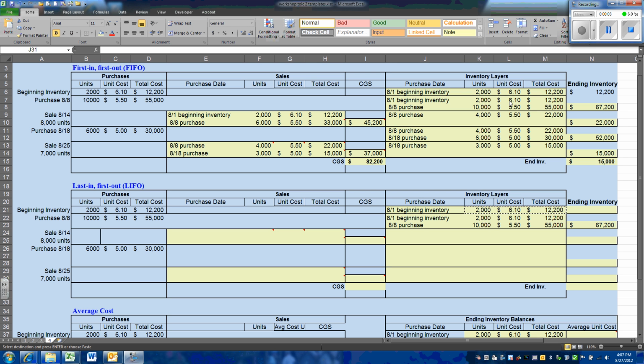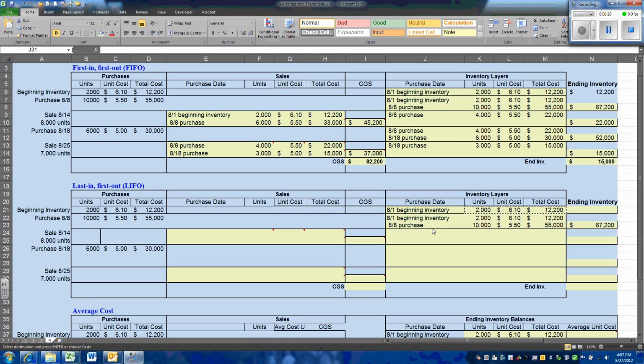In this video, we're going to continue with our example of the application of various inventory valuation methods in a perpetual inventory system. In the first video, we looked at FIFO. In this one, we're going to be looking at LIFO, last in, first out.